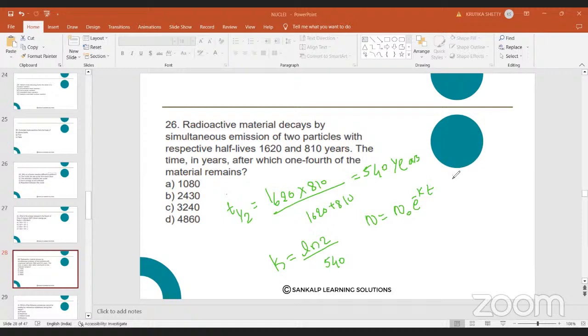And here it is given that your n value is decreasing by 1/4 value. Therefore, we can substitute n is equal to n0 upon 4. n0 will get cancelled. Therefore, I'll get here only e to the power kt is equal to 4. Therefore, kt is equal to 2 ln 2. So therefore T is equal to, simplify this, check how much you are getting.